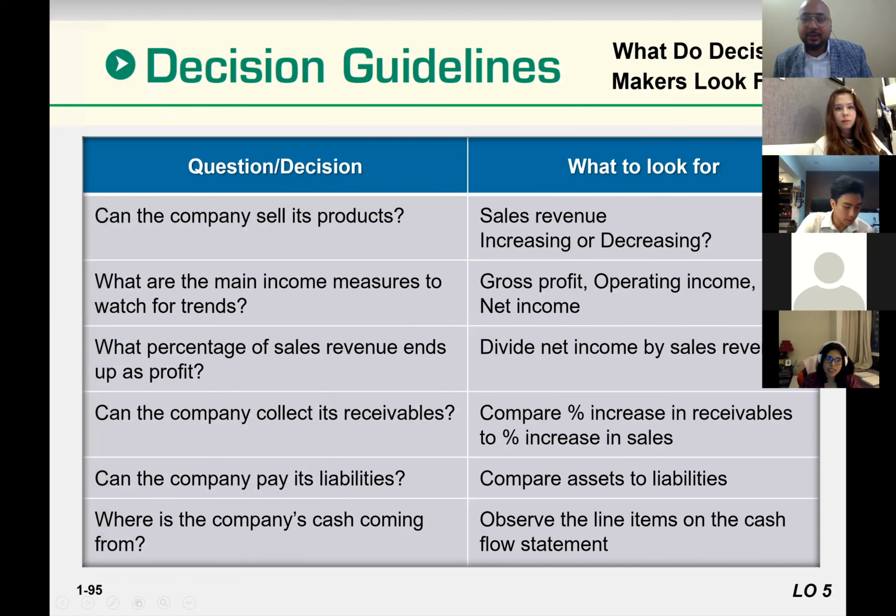So this is just a decision guideline which we have already studied. Just pause the video and look at it here. It's nothing to explain here. It's obvious.